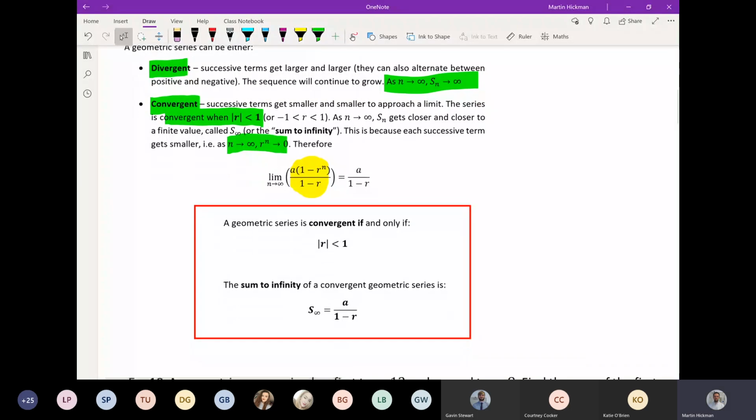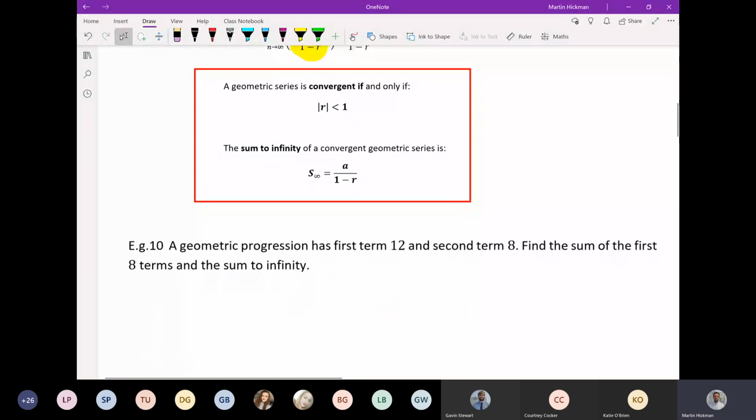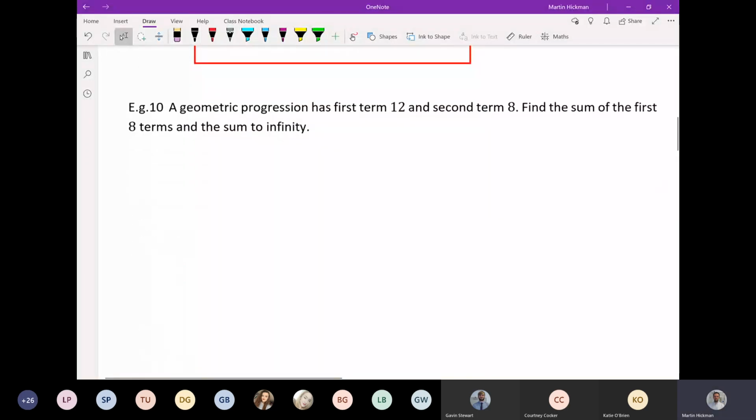And then we need to also know the sum to infinity to find out what the sum of that series is, and we just use this formula: a over 1 minus r. So let's do an example to see how this works.